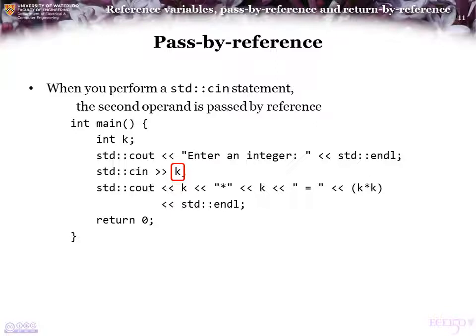Now, to actually understand this, we will not be able to do so at this point because we still have to discuss classes and operator overloading. However, this is an example of an operand that is being passed by reference so that it can be changed.